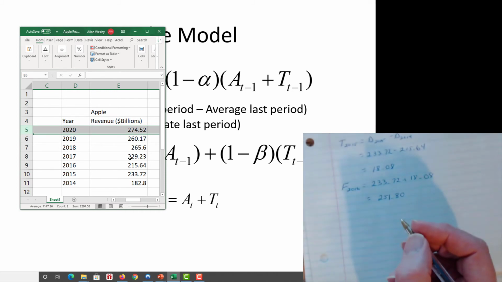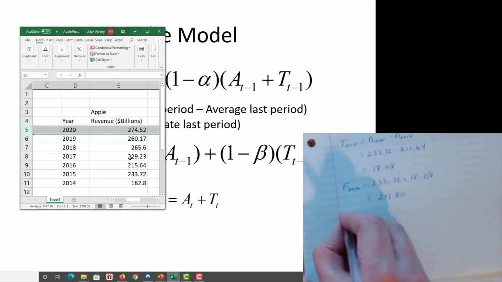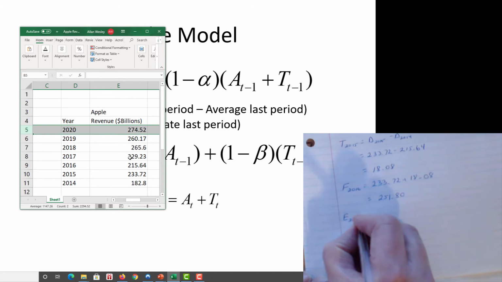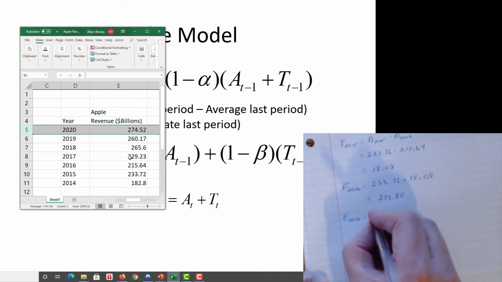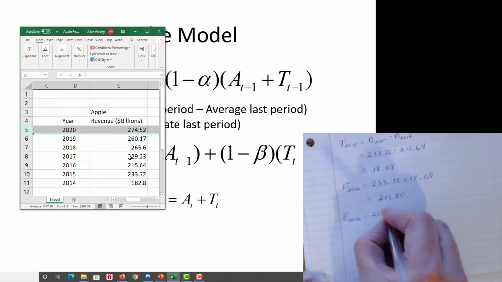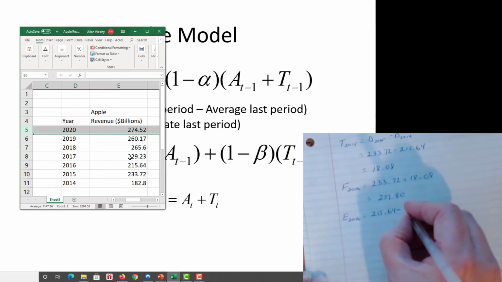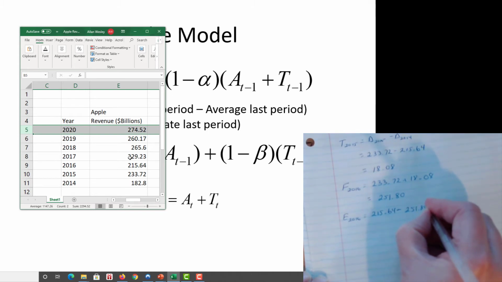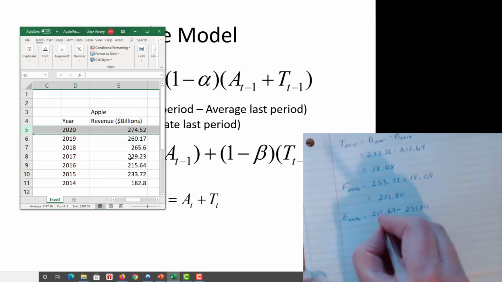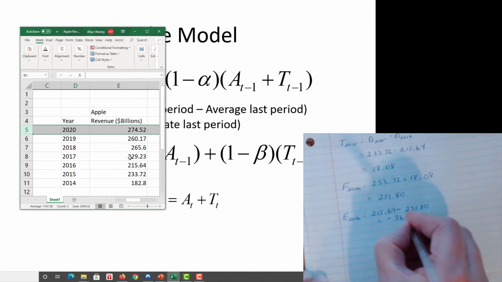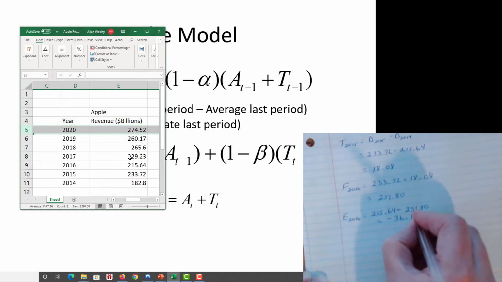I can find the error for 2016 as well, and that's just the demand. What was the actual demand for 2016? It was 215.64. So Apple had a little bit of a downswing in that particular year, against the forecast of 251.80. And we actually get a negative, so we overshot the forecast a little bit, but we're not too worried about that at this point.